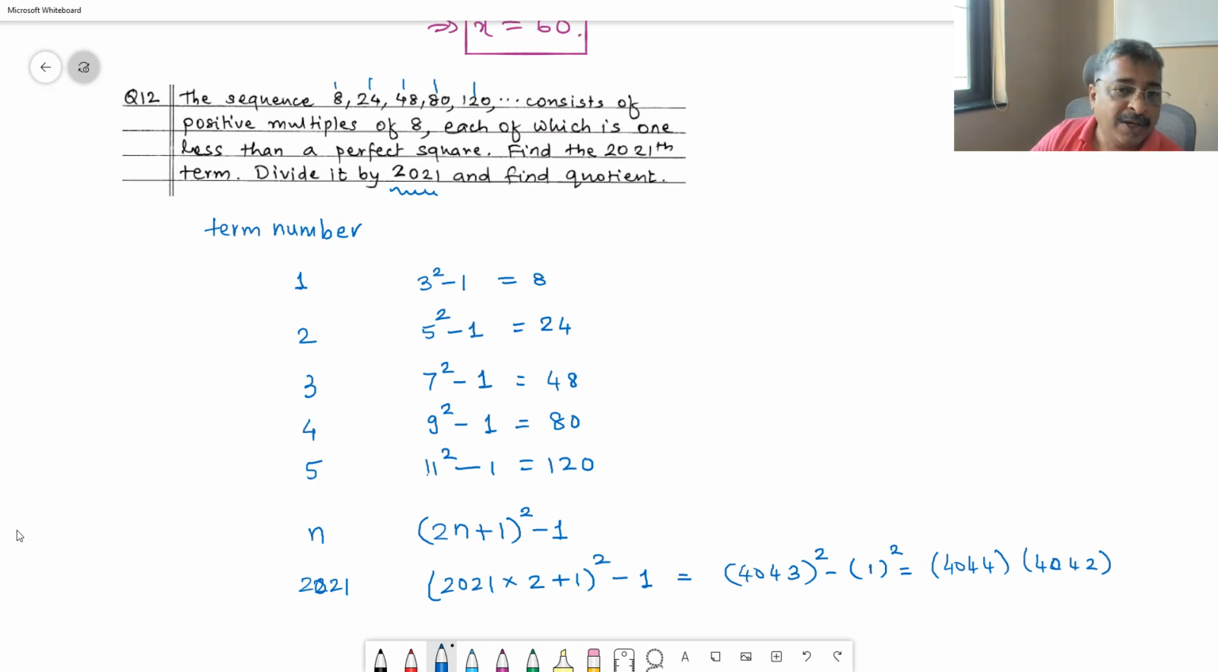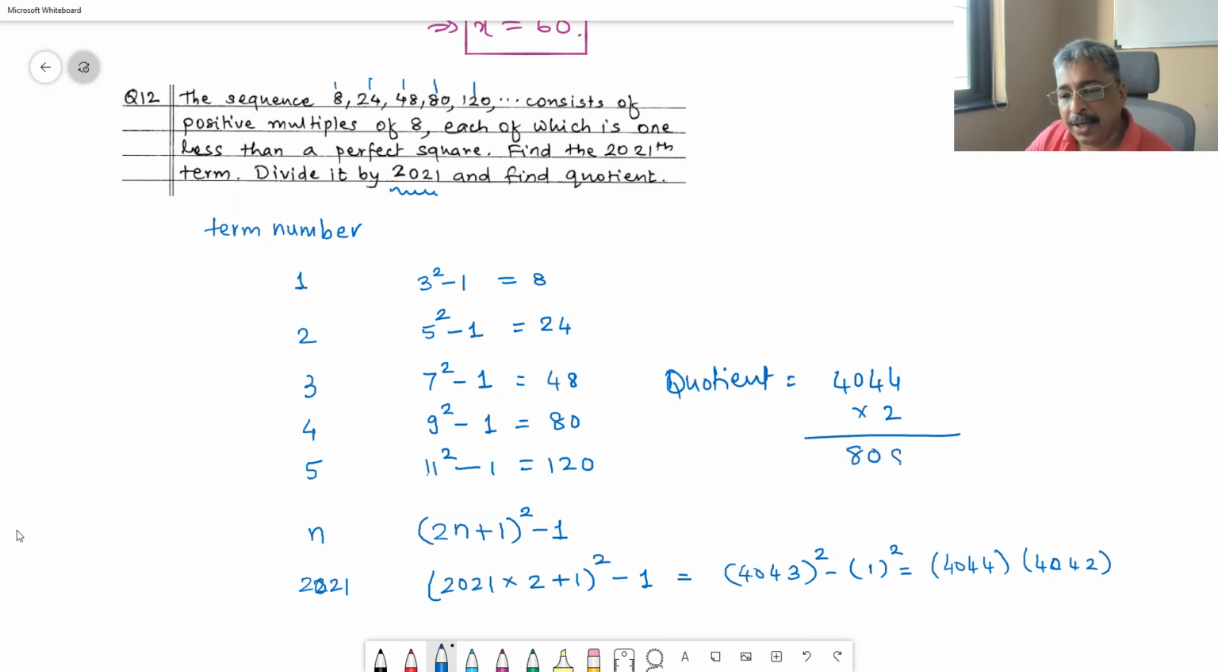We are supposed to divide it by 2021 and find the quotient. So you will observe that 4042 is divisible by 2021 and the answer is 2. Therefore, the final answer, the quotient is going to be 4044 into 2, which is 8088. Okay. So our problem is solved.